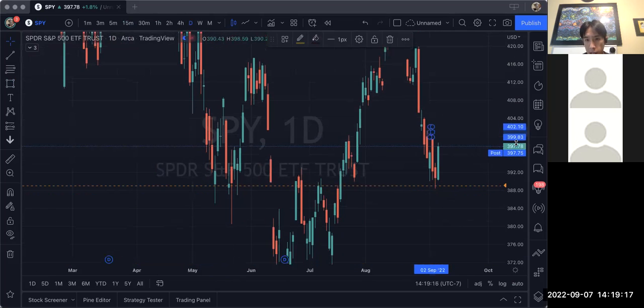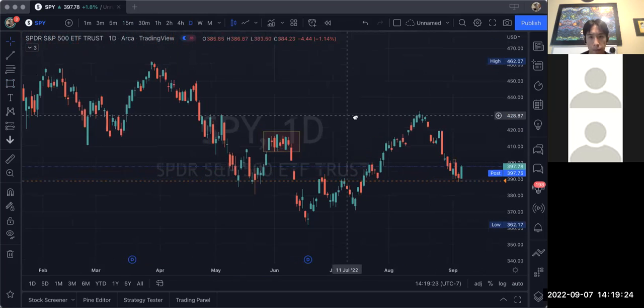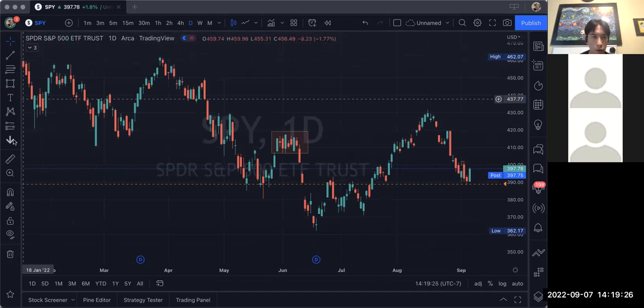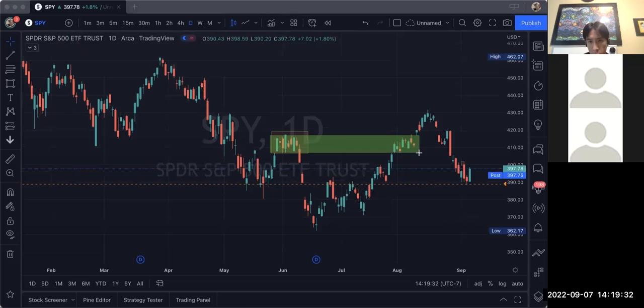And I kind of want to highlight this area. You see that? So what happened last time was we had this pretty significant area of consolidation and we went a little bit above it before we broke back down. You see that? So this tool, I want to make sure you guys also understand how to use it.